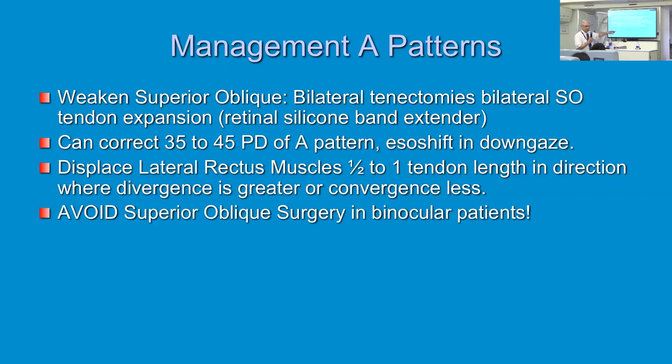And the reason that we get concerned about the superior oblique is because of this. If the patient has binocularity, in other words, let's say that there's some position where they're ortho, and if you measure their stereo and they have good stereo acuity, you got to be very, very careful when you operate on the superior oblique, because you're much more likely to produce a torsional defect after you weaken a superior oblique if they're binocular.